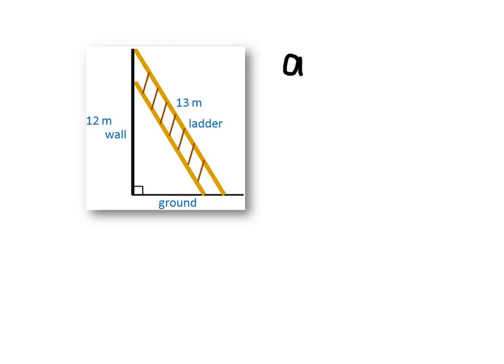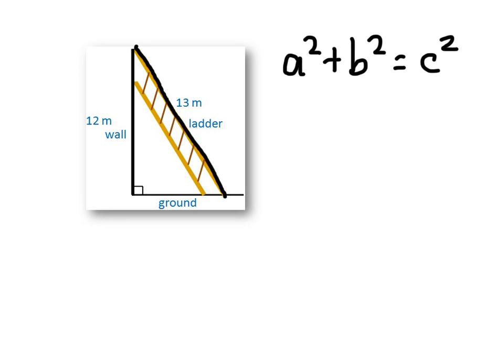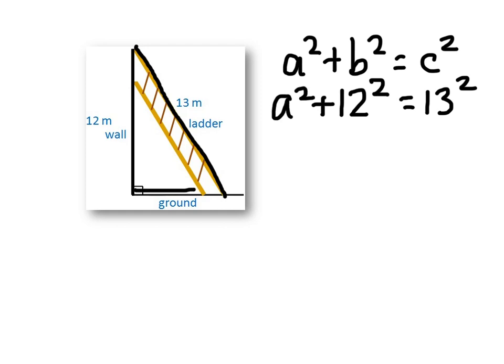Well, as always, let's start with our theorem. A squared plus b squared equals c squared. In this particular problem, 13, the length of the ladder, that's the hypotenuse of the right triangle that's formed. So that will go in place of c. And then a or b would be 12. So pick which one you want. Let's pick b. So we're going to let A represent the distance along the ground the base of the ladder is away from the wall. So let's solve our theorem.